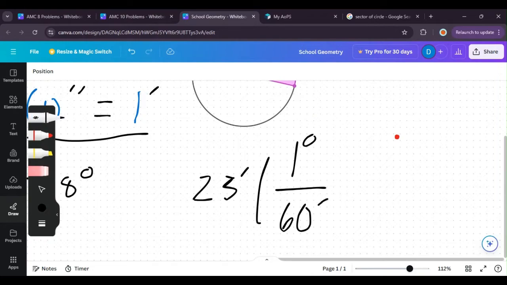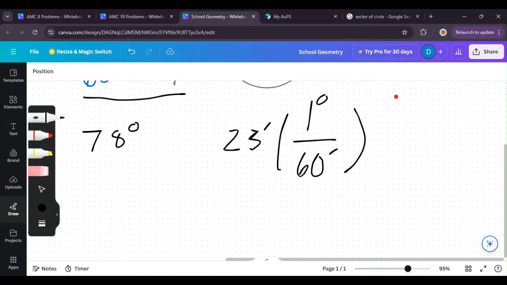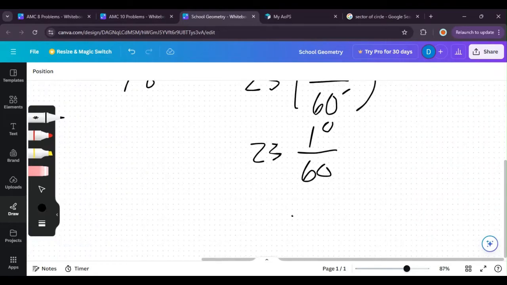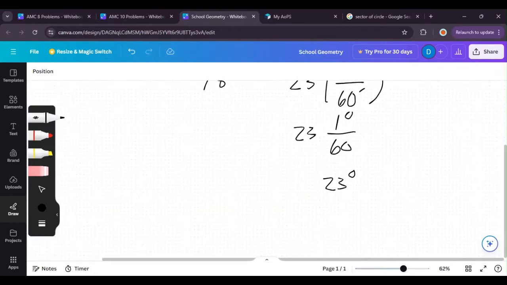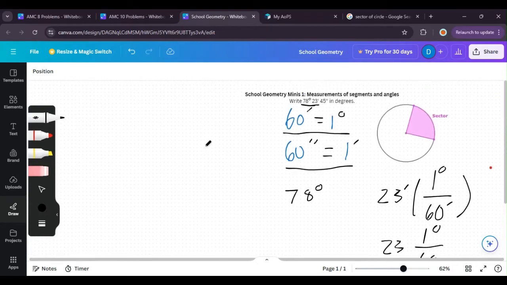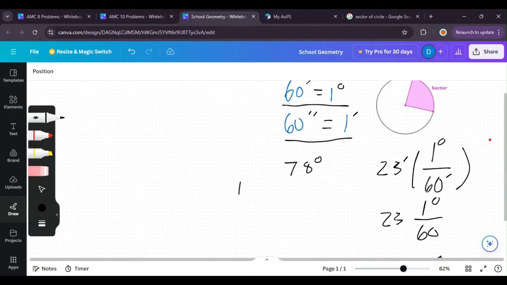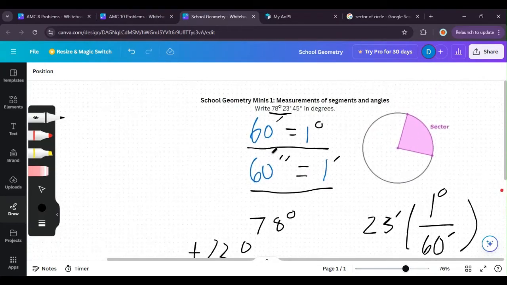So if we multiply, we get 23 times 1 degree over 60. And we just get rid of the signs because they are crossed out, and we get 23 degrees over 60. So 23 over 60 degrees. That's what 23 minutes is in degrees. So 78 plus 23 over 60 degrees. And we're going to move on to 45 seconds.